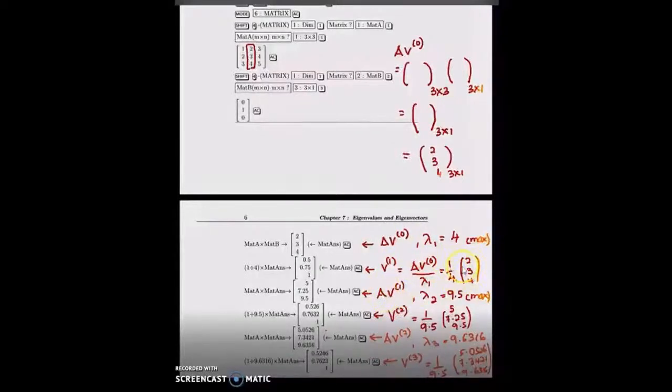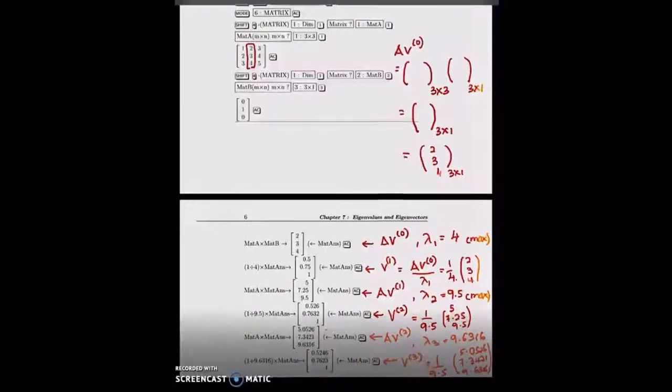You can get V2. V2 is 1 over lambda 2, the dominant that you get from the matrix AV1. The maximum is 9.5 times AV1. AV1 is 5, 7.25, 9.5. So the dominant is 9.5. Because 9.5 minus 4 is greater than epsilon, you continue to find lambda 3.